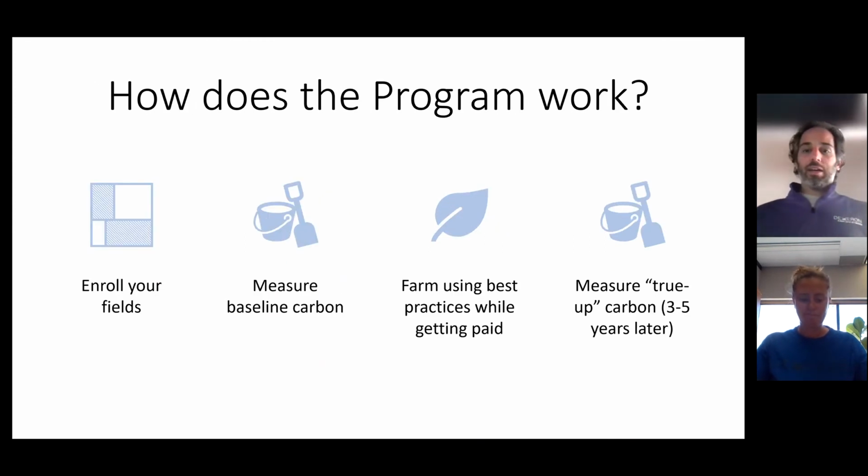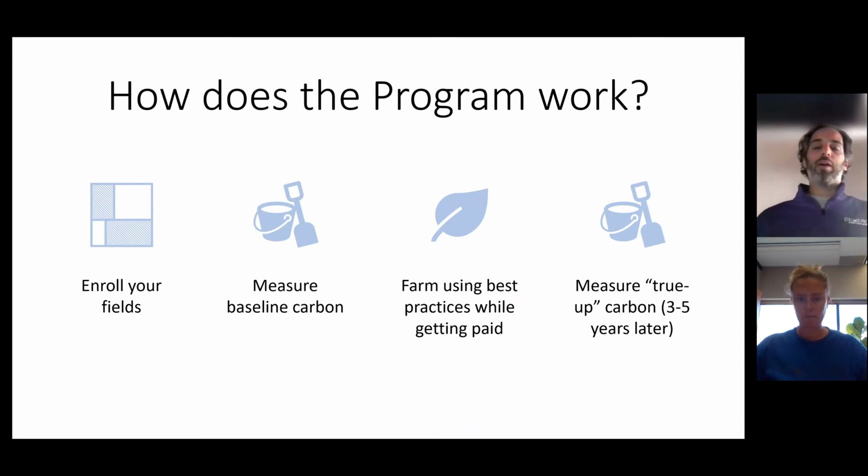So how does the program work? At a very simple level, you decide which of your fields you want to enroll. You let us know. We come out, we measure that baseline carbon for you. You continue to farm using best practices while you get paid for sequestering carbon. And then around 5 years later, we'll do what's called a true-up carbon sampling, just to make sure that the amount of carbon that the program is expected to sequester is actually the amount that you have sequestered in real time, in real life.